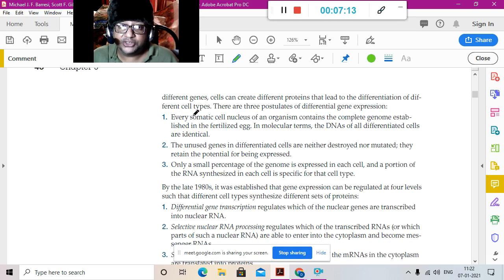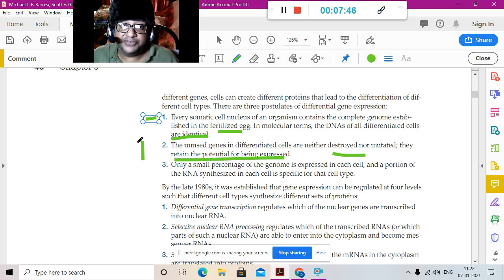So every somatic cell of an organism contains the complete genome established in the fertilized egg. In molecular terms, the DNA of all differentiated cells is identical. The unused genes in differentiated cells are neither destroyed nor mutated. They retain the potential for being expressed.